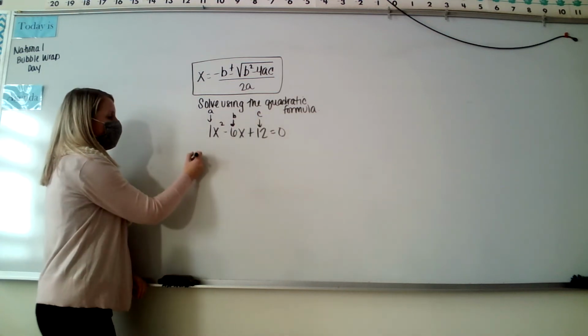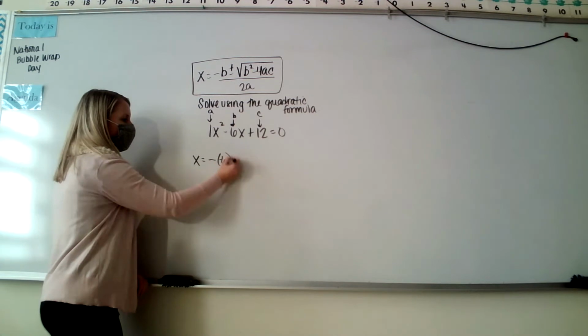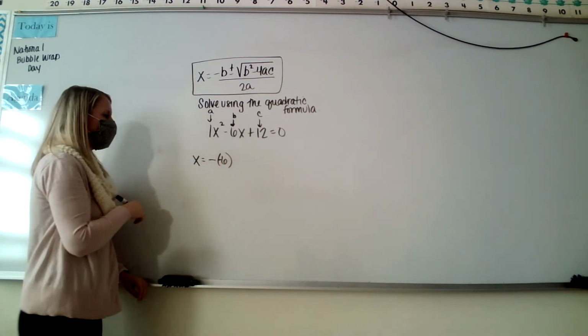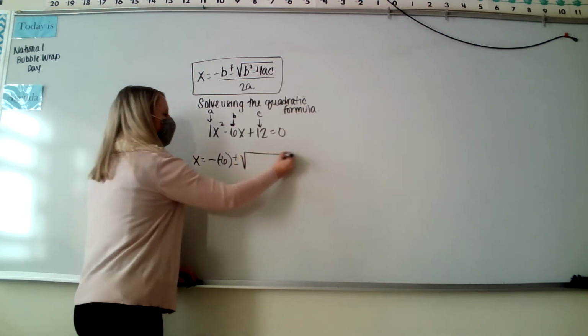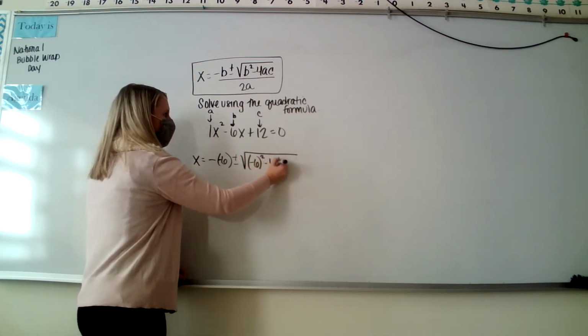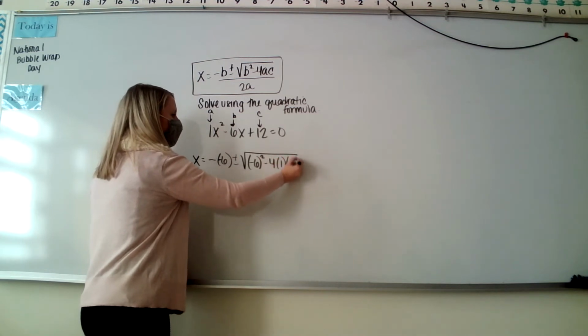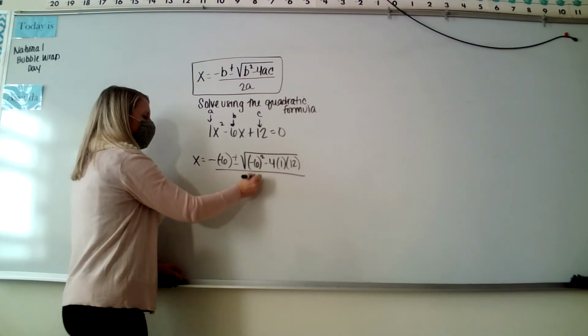I'm going to start to plug in x equals, so negative B. So that's -6. We'll turn that positive, or you can just do it right off the bat. Plus or minus, underneath my square root is b squared minus 4 times a times c. And the whole thing is over 2 times a.